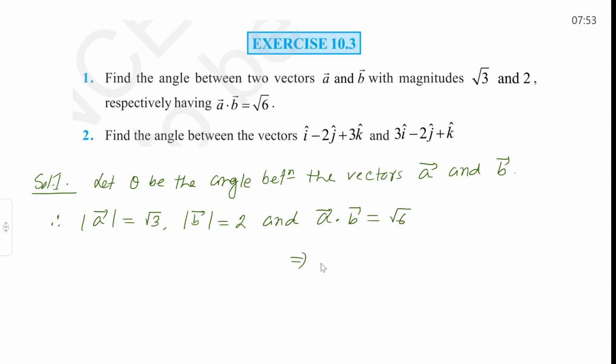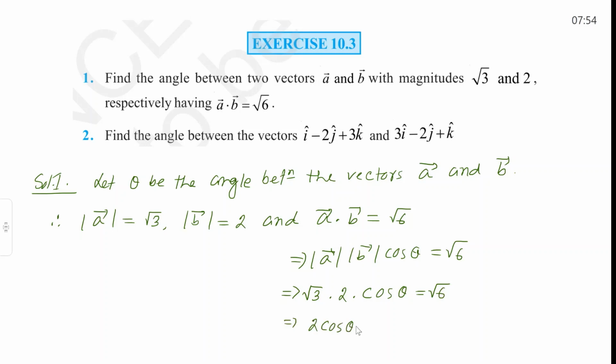Now what about a dot b? By definition it is modulus of a bar into modulus of b bar into cos theta, which is equal to √6. Mod a is given as √3, and mod b is given as 2, so 2 cos theta is equal to √6, which is √3 into √2. √3 is cancelled, and we have only √2 remaining there.